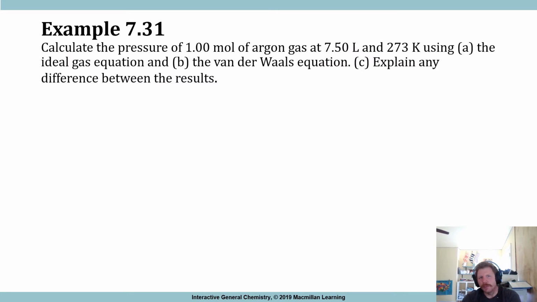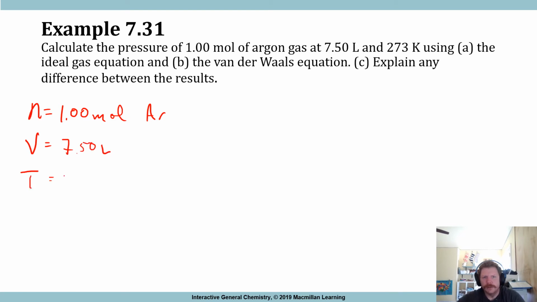Now, calculate the pressure of 1 mole of argon gas at 7.50 liters. So n is equal to 1.00 moles Ar. V is equal to 7.50 liters. Temperature is equal to 273 Kelvin. Using the ideal gas equation, the van der Waals equation, and explain any difference between these results.